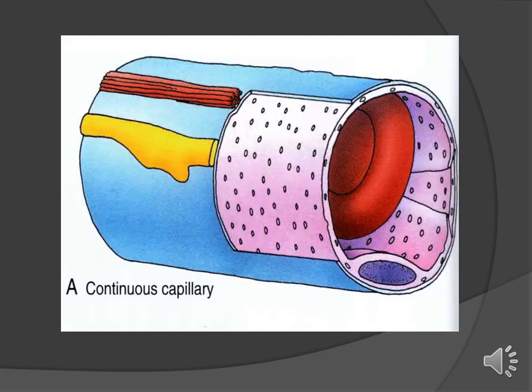We have here a schematic diagram of a continuous capillary with uninterrupted vascular endothelium with continuous basal lamina. The endothelial cells are joined by tight junctions that restrict passage of molecules from the lumen into underlying tissue.